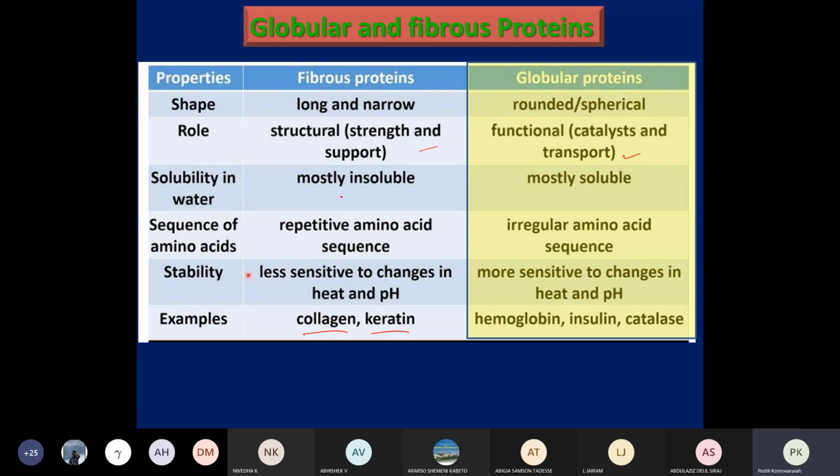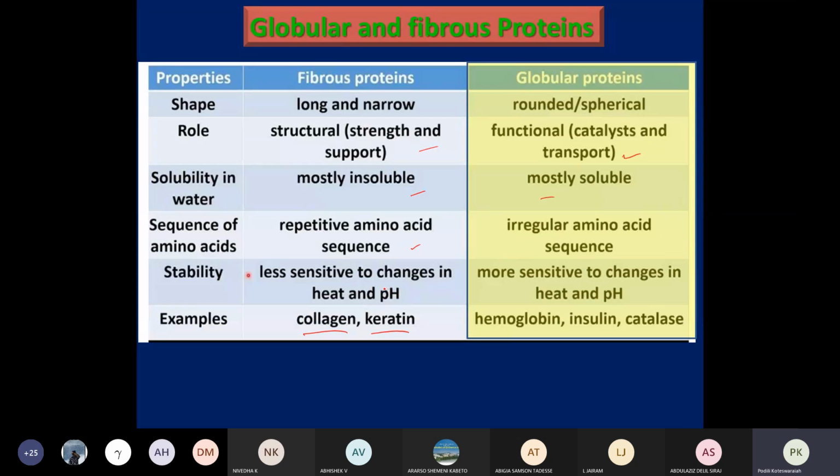And since the fibrous proteins have the extended, elongated structure, they are mostly insoluble in water, whereas globular proteins are soluble in water. And these fibrous proteins have the repeated amino acid sequence. This you will see when we discuss the structure of collagen. In collagen, every third amino acid is a glycine. That time we will elaborate. And of course, the globular proteins have irregular amino acid sequence.